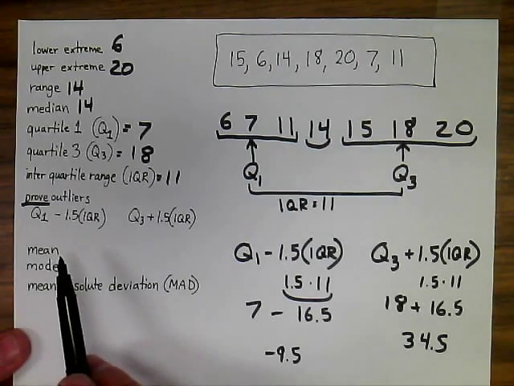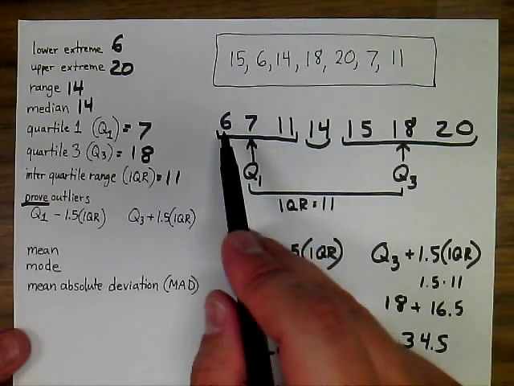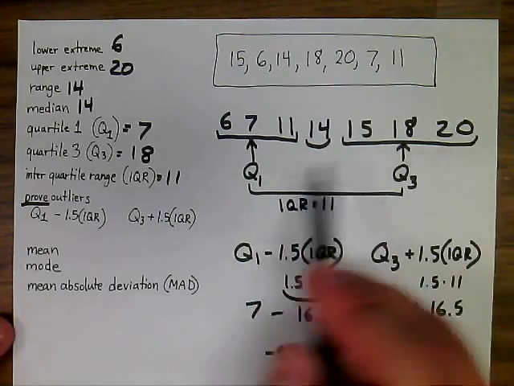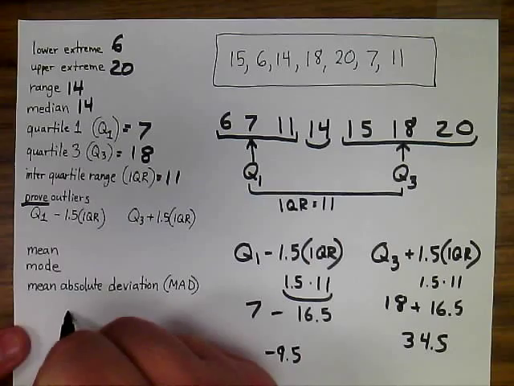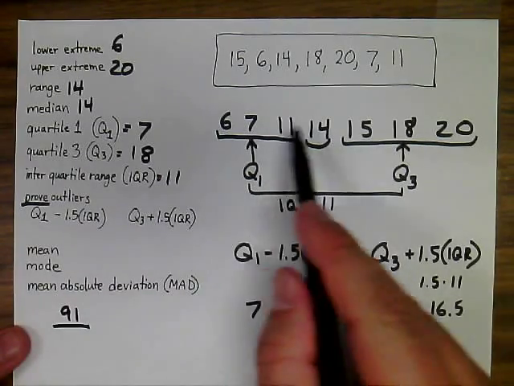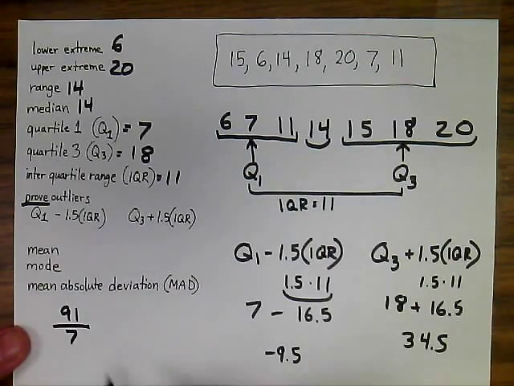Now, we're down to finding the mean. To find the mean, we're going to add up all of these terms. Now, when I add them all up, I get 91. I'm going to divide that by 7 because there are 7 terms, and I'll find the mean is 13.